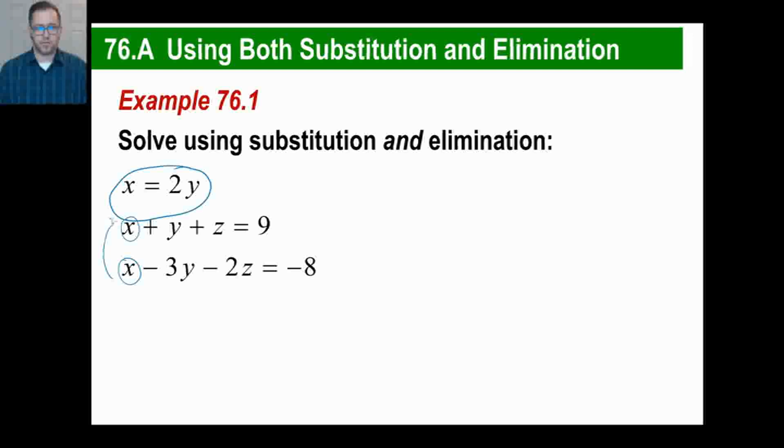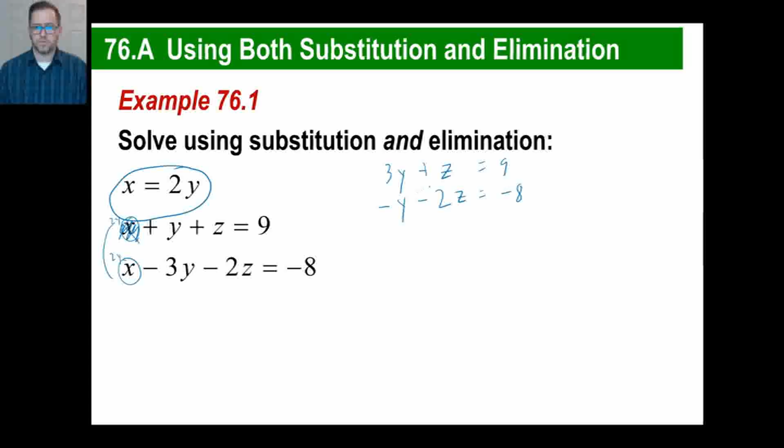So a 2y is there and then a 2y is there. Well, 2y plus y will be 3y, and that's going to be plus z equals 9. That's just this equation right here. If 2y is that, then we have 2y minus 3y. Well, that'll just give us negative y minus 2z equals negative 8. Okay. All right. Now let's eliminate.